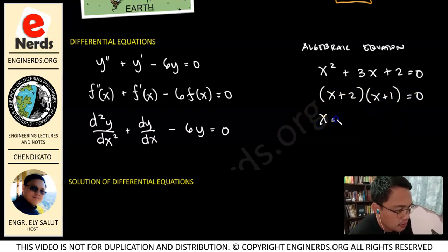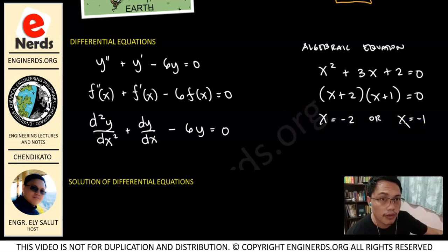So, we have x is equal to negative 2 or x is equal to negative 1, right? So, we are able to solve our equation, and the answer we got is a number, or a number value, no? So, that is an algebraic equation.